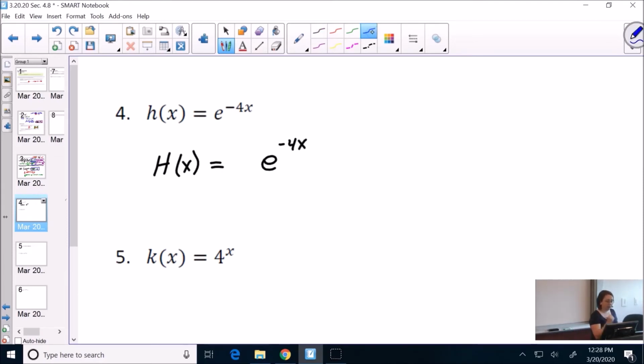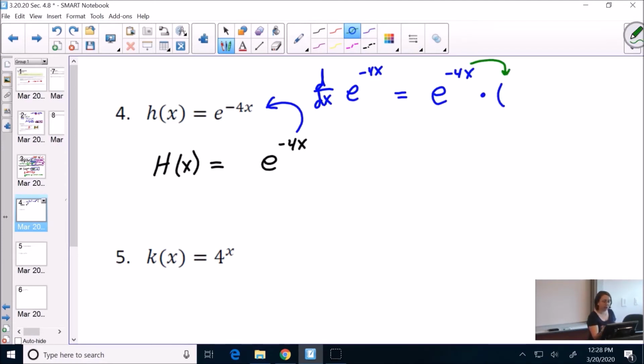So if we take the derivative, d/dx of e to the negative 4x, let's see if we get the original function back. Well, the derivative of e is e. The inside does stay the same, but the inside is interesting. It's got something going on, so we need to do the chain rule. Chain rule says we have to multiply by the derivative of this. What's the derivative of negative 4x? Negative 4? Well, that's not the original function.